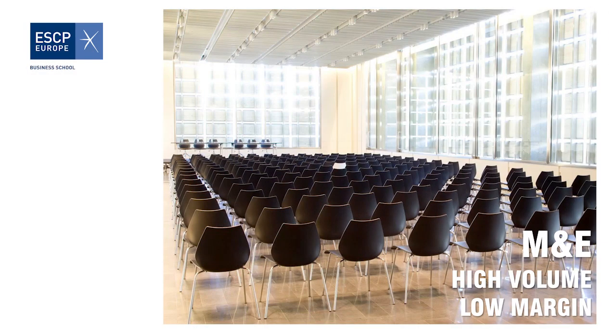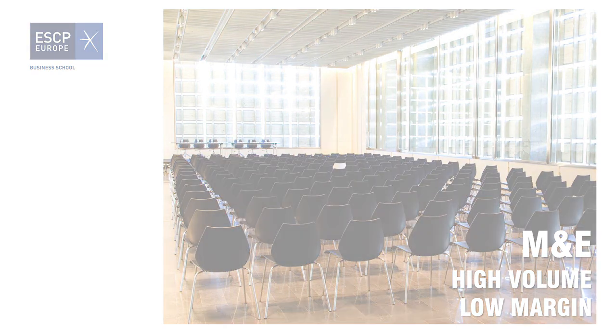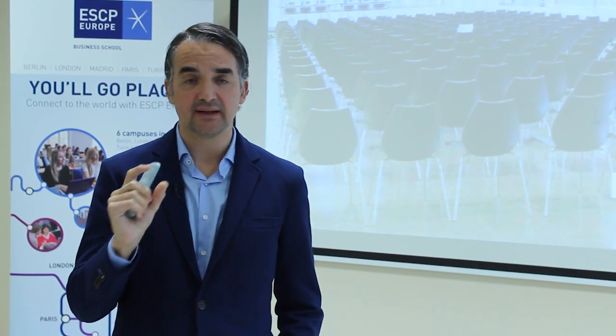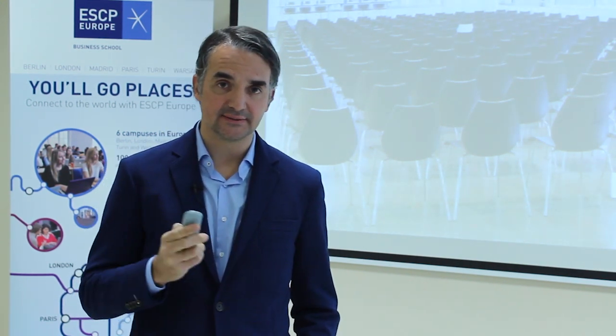In the second part of the list, we will find the M&E. It means meeting and events facilities. They provide a lot of volume, they generate a lot of cash for the hotel, but the margin is very low. So there you have to fine-tune your capacity with your market size and your market preferences. You have to be accurate in the way you define your M&E facilities.